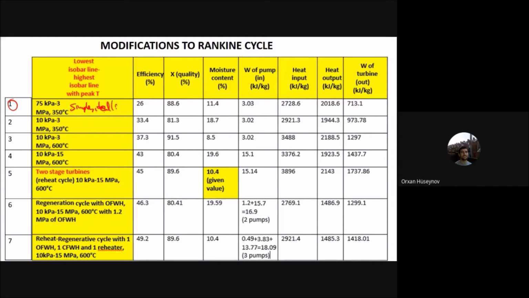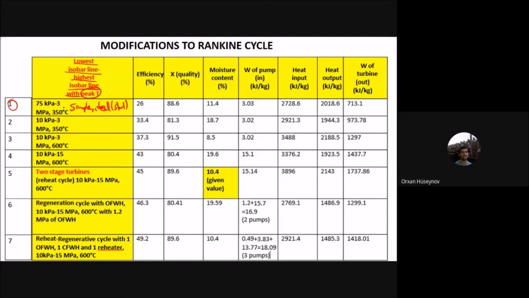We start with these values, which you have: 75 kilopascals and 3 megapascals of maximum pressure. This one is the minimum, this one is the maximum, and the third one is the peak temperature: the lowest isobaric line, the highest isobaric line, and the peak temperature. Now I will show it. First one, and then the next ones are the modifications. I will talk about it later.